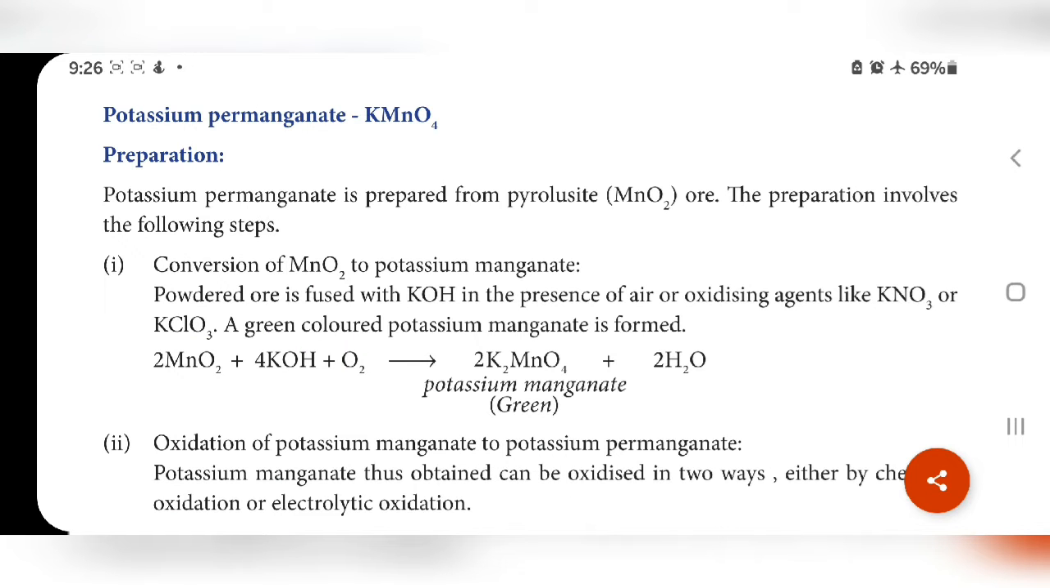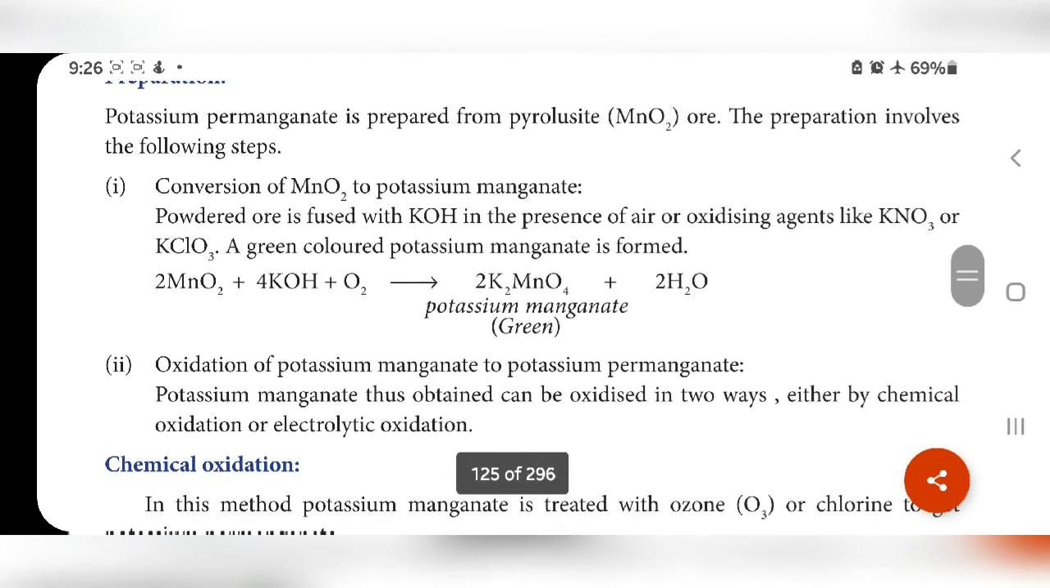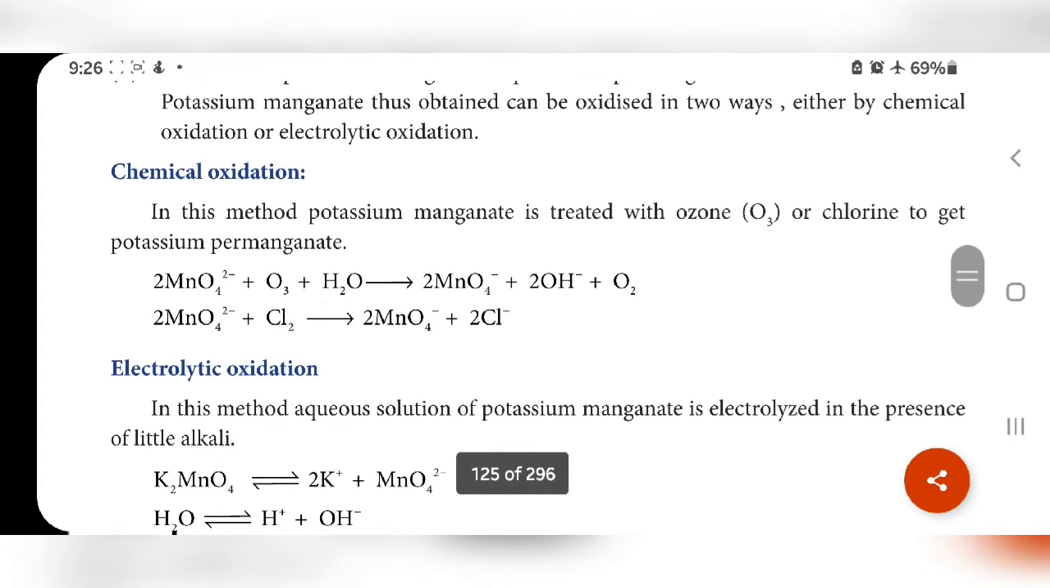So my dear students, we learned the preparation of potassium permanganate. Very simple. It contains two steps. In the first step, pyrolusite MnO2 is converted into potassium manganate. In the second step, potassium manganate is converted into potassium permanganate by two ways. One is chemical oxidation, the second is electrolytic oxidation. We can choose either path.